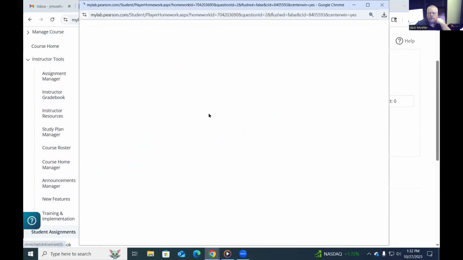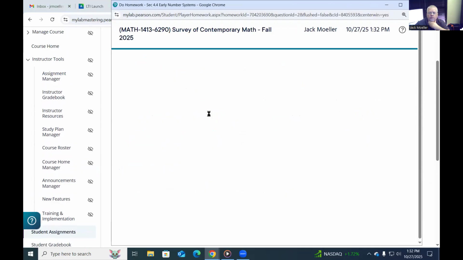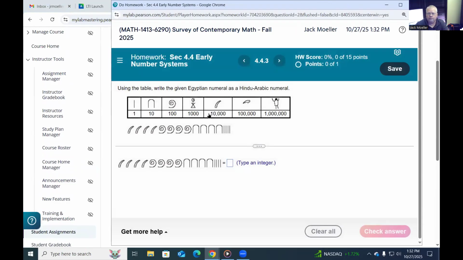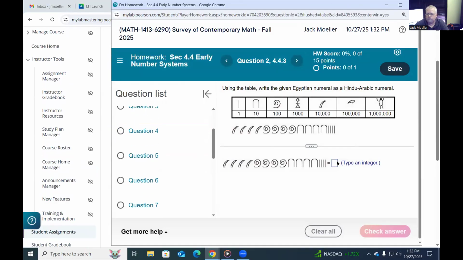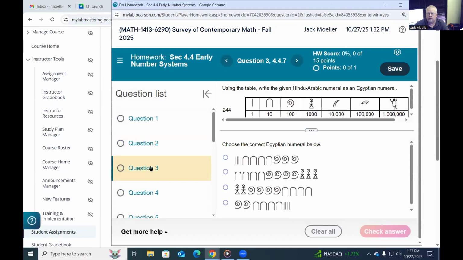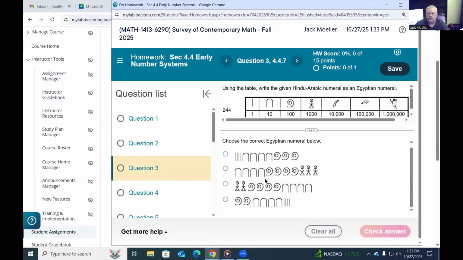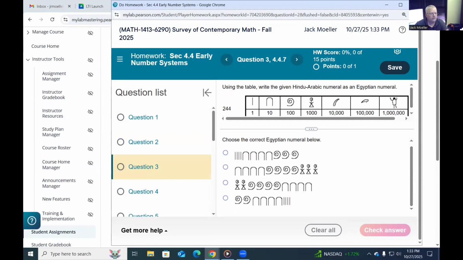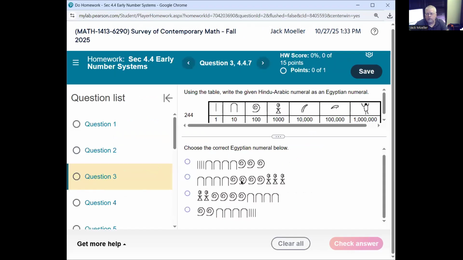So the first few problems are going to be your Egyptian number system. Type in an integer, so you get to translate. And then you don't have to draw your Egyptian symbols. So it will be multiple choice.